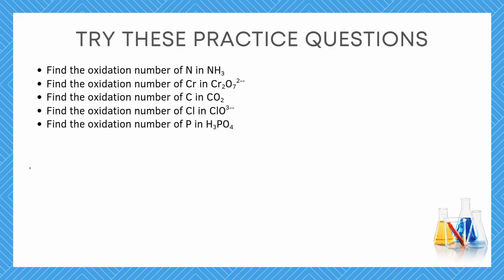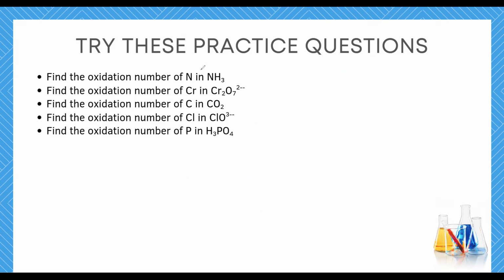And we've come to the end of today's lesson. I want you to get the oxidation numbers of all these elements. First one we have, calculate the oxidation number of nitrogen, N, in the compound ammonia, NH3. Okay, I want you to calculate the oxidation number of chromium in this compound. Okay, remember I told you that the sum of all the oxidation numbers must be equal to the overall charge.